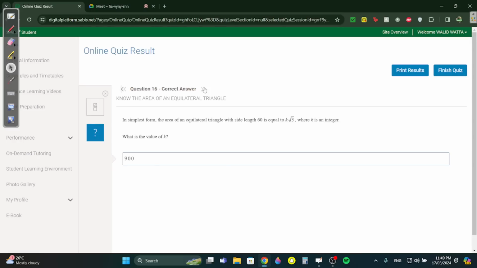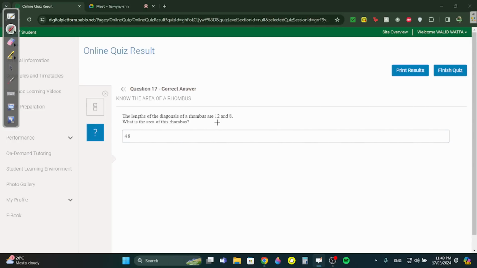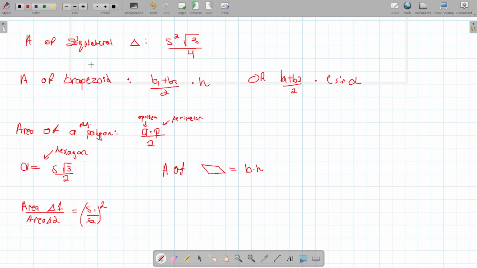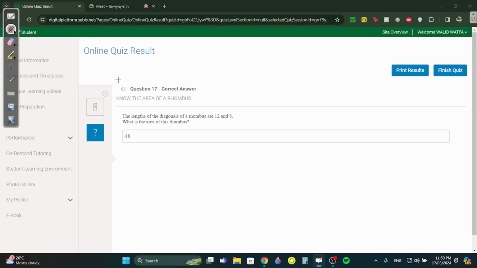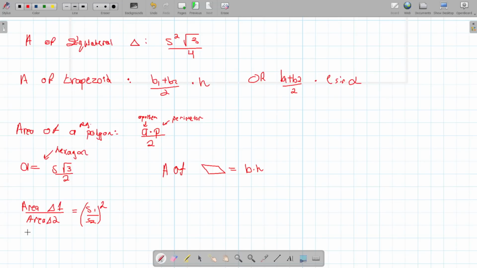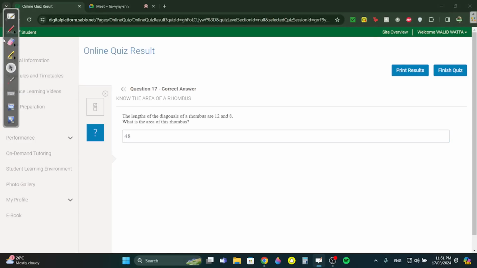Question 17. The length of the diagonal, we need this one. The area of a rhombus is equal to d1 d2 over 2. This is diagonal 1, diagonal 2. So diagonal 1 times diagonal 2 over 2. 12 times 8 divided by 2, which is 48. That's it for 5.1.